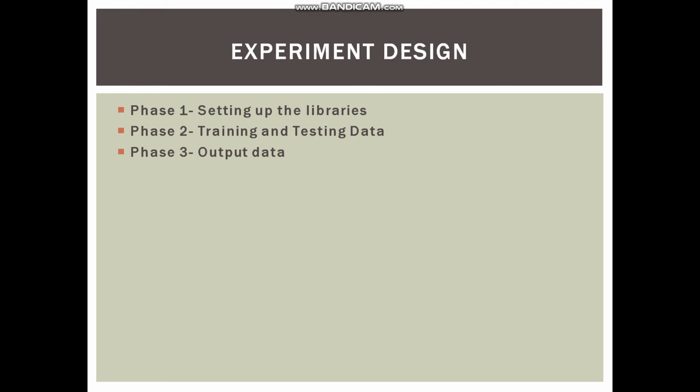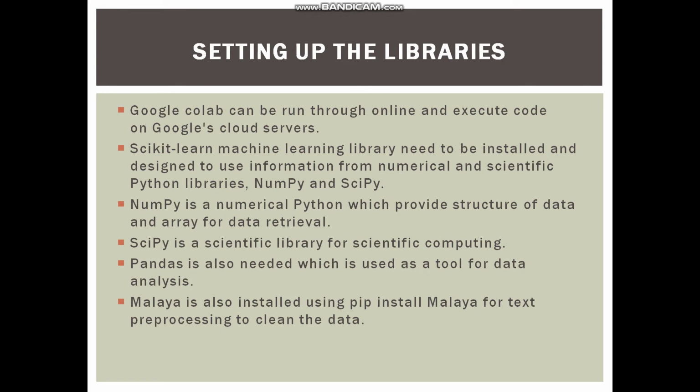So this is the experiment design. Phase 1 is setting up the libraries, phase 2 is training and testing data, and phase 3 is output data. So how you set up the libraries is using Google Colab, which can run online and execute code on Google Cloud servers.